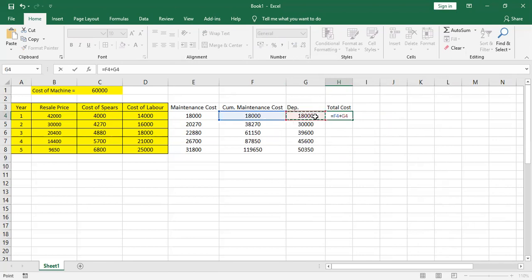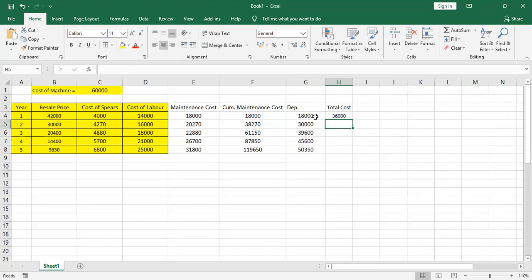Total cost. Cumulative maintenance cost plus depreciation is what? Total cost. That means if we're talking about the total cost which we spend in the first year, the depreciation amount is what? 18,000 rupees. In the first year, the depreciation amount is 18,000 rupees, and on maintenance we spend 18,000 rupees. So total cost is what? 36,000. If we're talking about the second year, the depreciation is what?